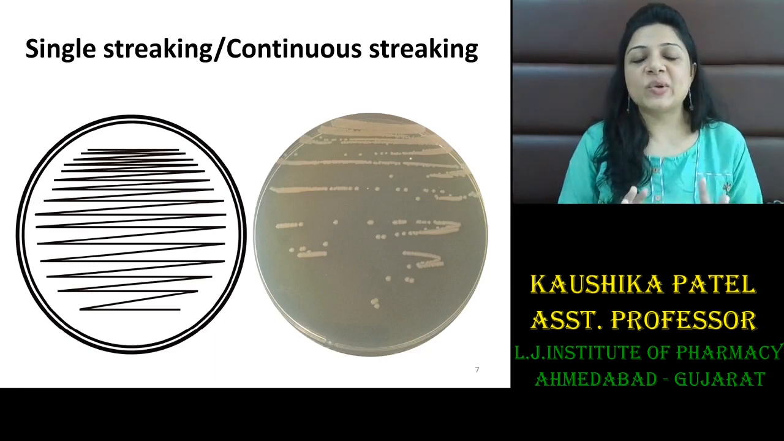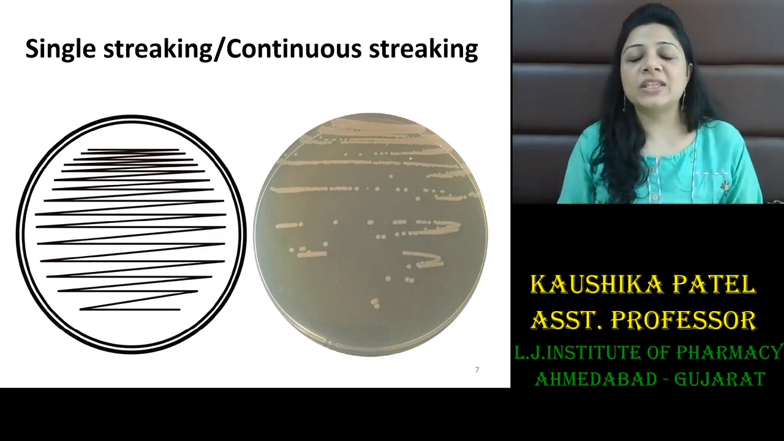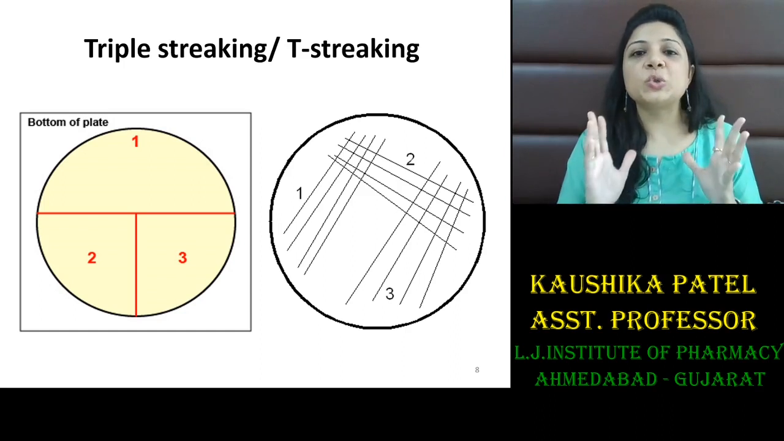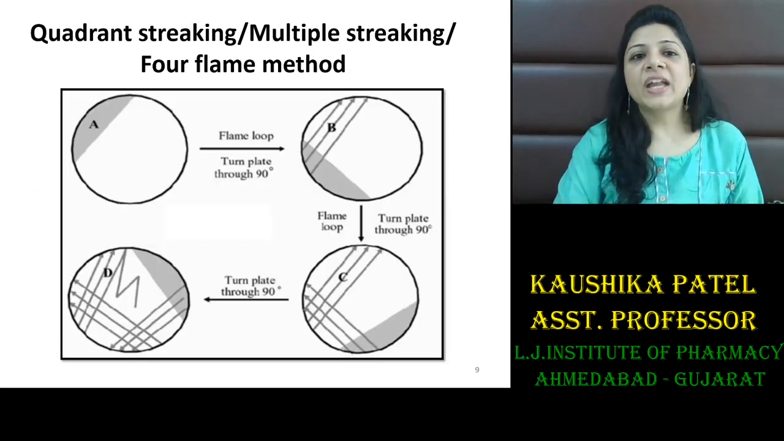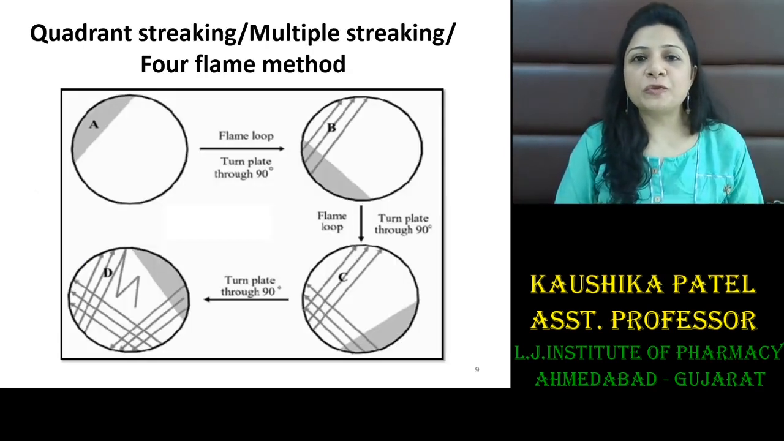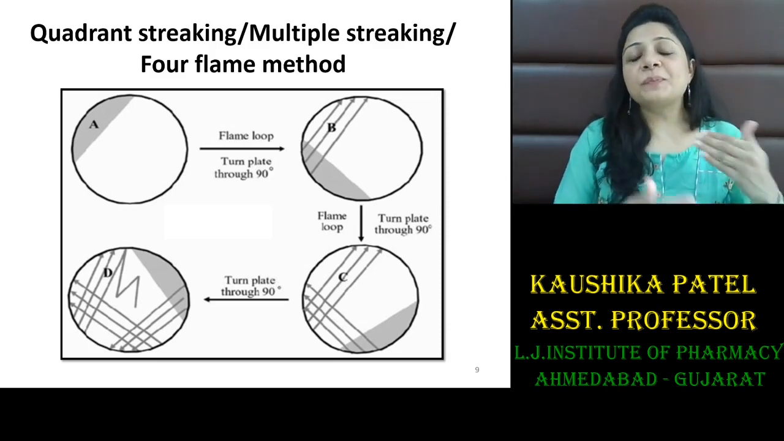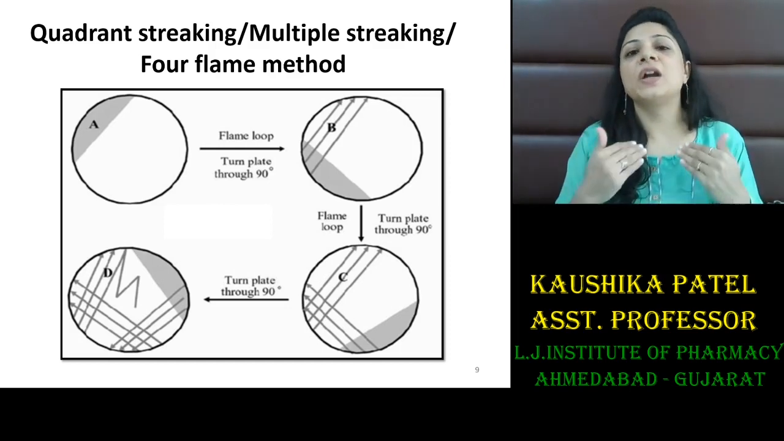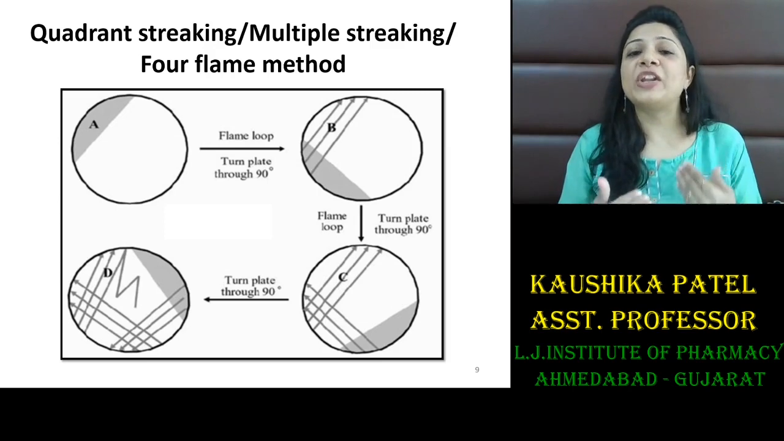So there are different patterns of streaking. The first is a single streak, where you start from the top and move the streak downwards up to the end of the petri plate. In the triple streaking method, you divide your petri plate into 3 zones and perform the streaking as shown in the figures. In quadrant streaking, or multiple streaking or 4 flame method, you divide the petri plate into 4 sections. After streaking in each section, you have to flame the loop in between. You will flame the loop 4 times in total, so it is also known as the 4 flame method.